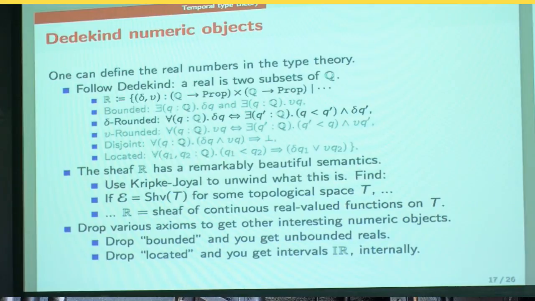So we can drop some of these axioms to get other interesting numeric objects. If you drop bounded, you can get unbounded real numbers, plus or minus infinity. Or you can drop located, which is one I kind of grayed out here. That way you don't force your intervals to get extremely close around pi. You allow them to be separated, and that allows you to look at intervals. So we can get the interval domain internally or externally.